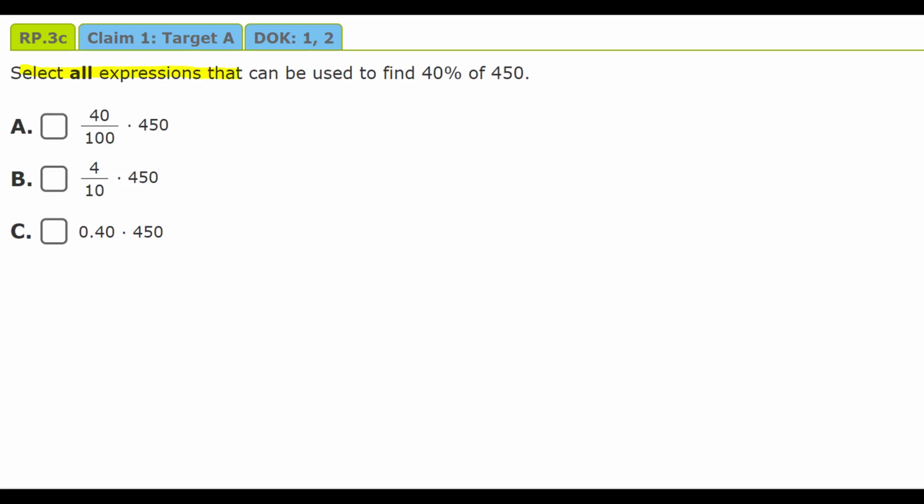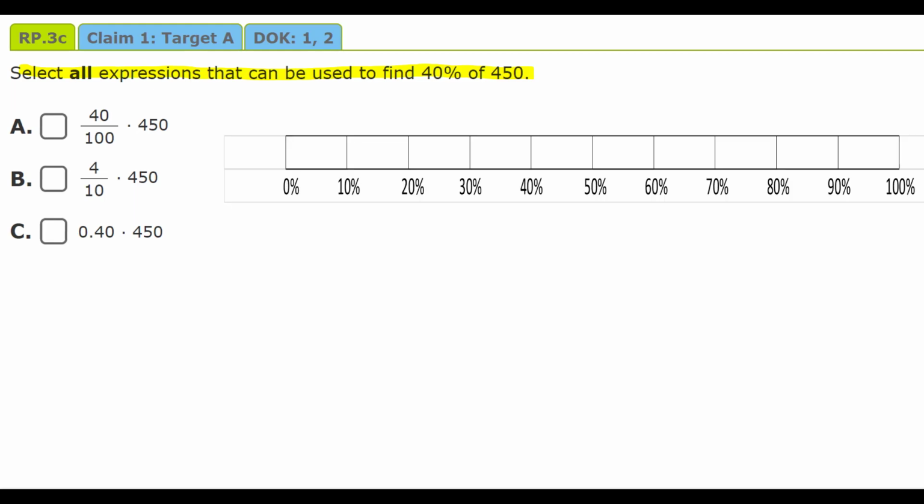Select all expressions that can be used to find 40% of 450. Well, one tool that we can use is a percent bar. How we use the percent bar is that we have a 0% on the left and all these popular 10% increment marks all the way across to 100%.